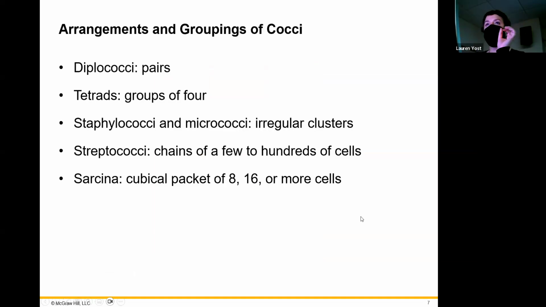Okay, so let's talk about how those cells can be arranged. Cocci, they have their certain kinds of arrangements, and the bacilli, they have certain kinds of arrangements. And some of them overlap the definitions. All right, so diplo means two, di, right? So diplococci, we come in pairs of cocci.